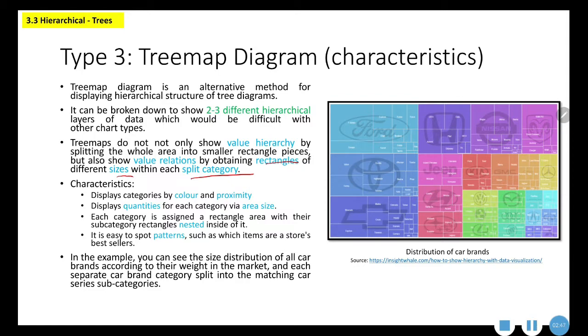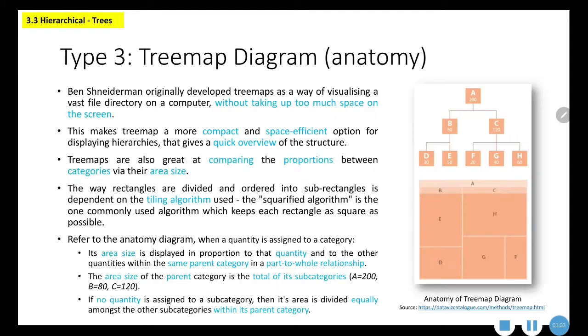So in this example, you can see that the size distribution of all car brands is according to their weight in the market, and each separate car brand category is split into the matching car series subcategories. Let's learn the tree map anatomy.